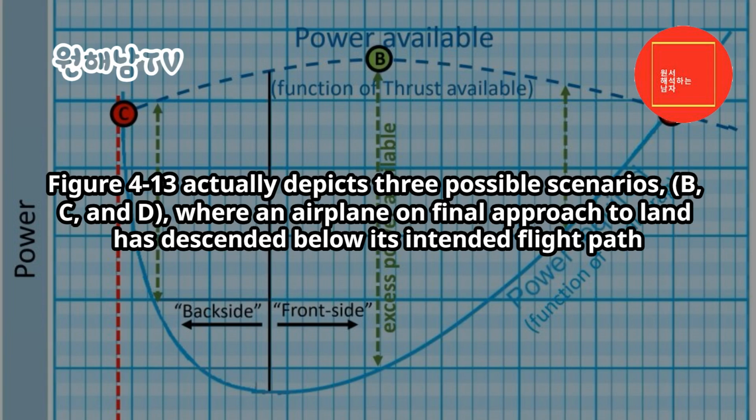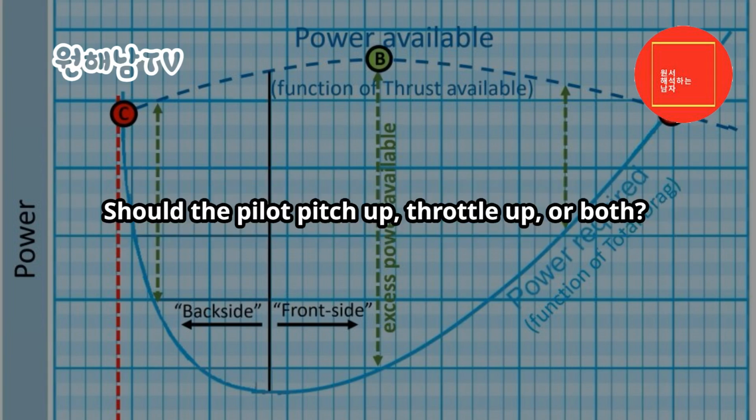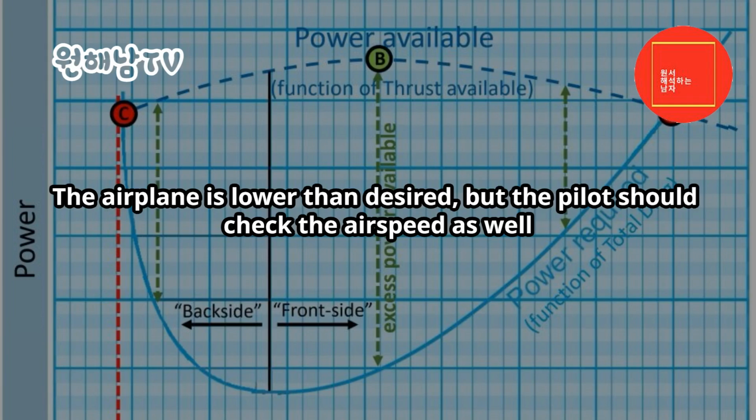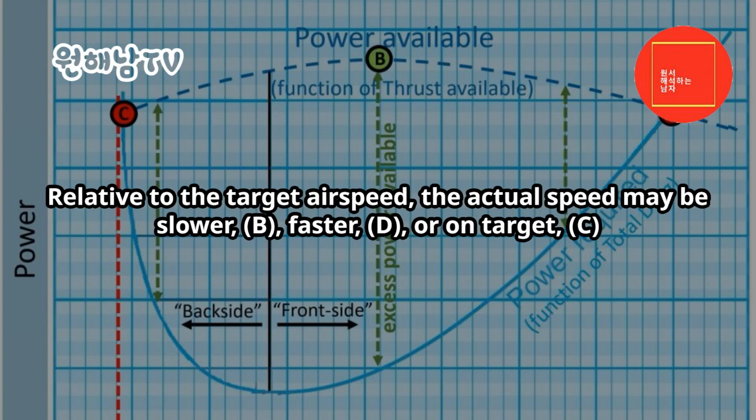Figure 4-13 actually depicts three possible scenarios, B, C, and D, where an airplane on final approach to land has descended below its intended flight path. Should the pilot pitch up, throttle up, or both? It depends. The airplane is lower than desired, but the pilot should check the airspeed as well. Relative to the target airspeed, the actual speed may be slower, B, faster, D, or on target, C.